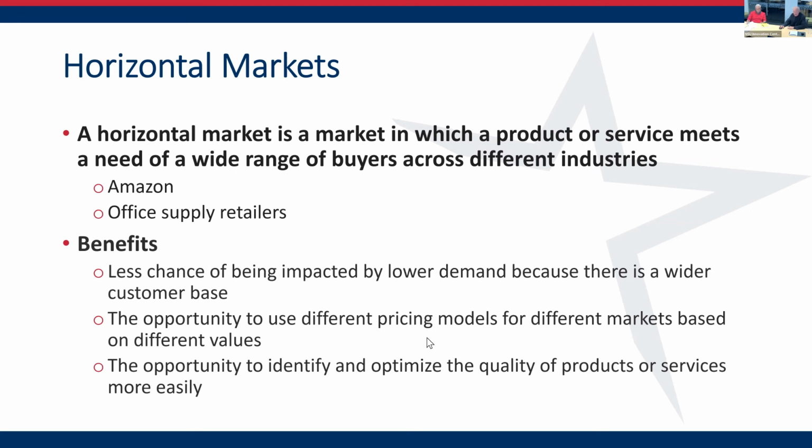There are lots of businesses, conglomerates that exist in horizontal markets, and they're always fighting the war between the parts of their business that are more profitable than other models. But you can have different pricing models as a result of that. And you always have the ability to optimize products or services more easily because you have more markets that it might fit.